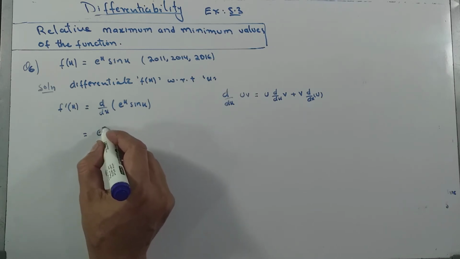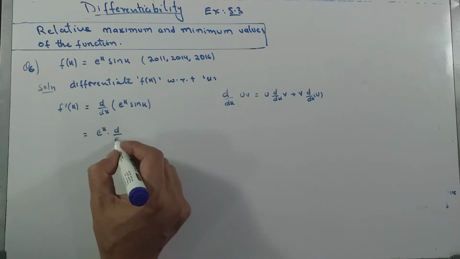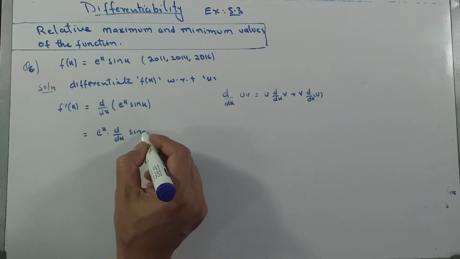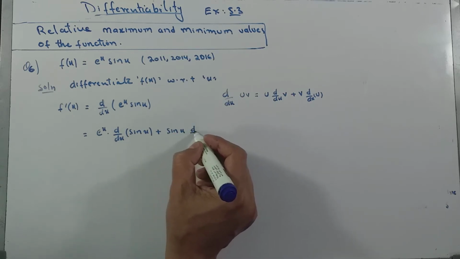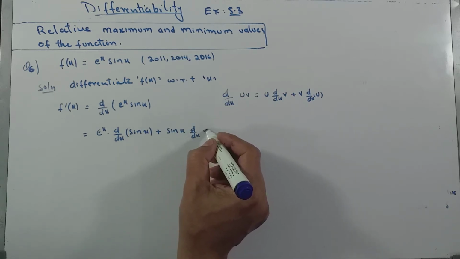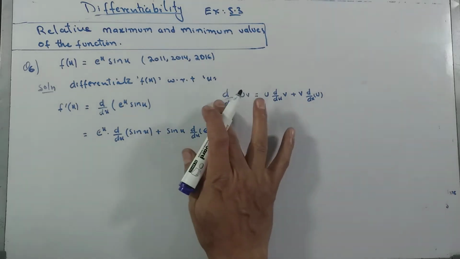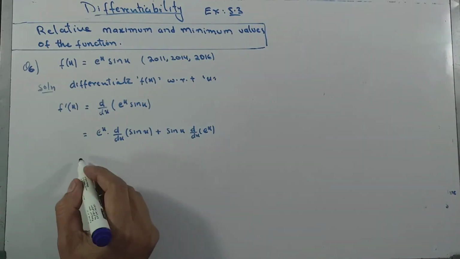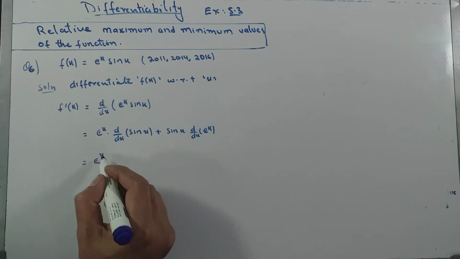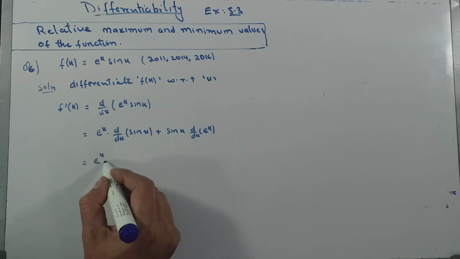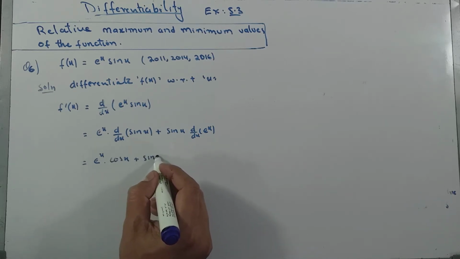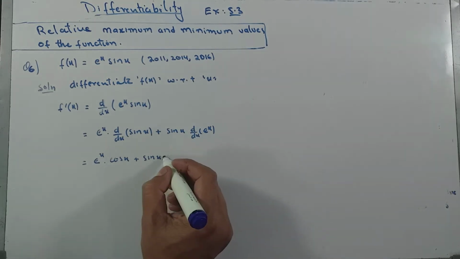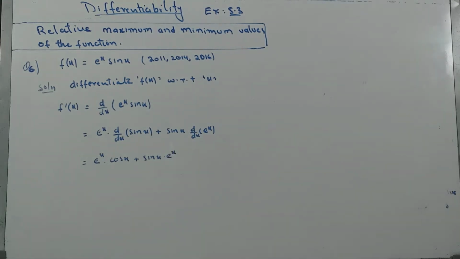So e^x d over dx of sin x, plus sin x d over dx of e^x. This is the product rule we are applying here. Now e^x, and d over dx of sin x is cos x, plus sin x, and d over dx of e^x is the same e^x. The derivative of e^x is e^x.